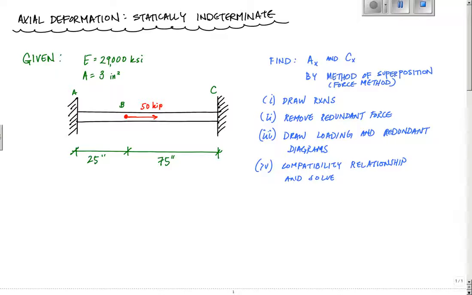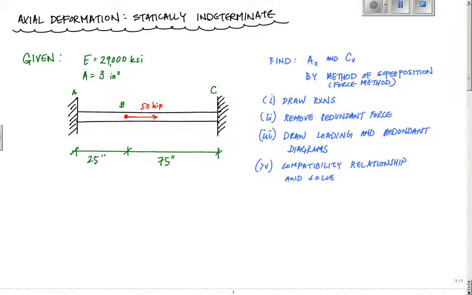Usually in mechanics, this is your first introduction. I'm going to break this down real simple for you: draw the reactions, identify the number of redundant forces and remove them, and then draw what I call the loading and redundant diagram. That's a popular term. Then come up with the compatibility relationship, which is the equation that we need in the statically indeterminate problem, and then solve.